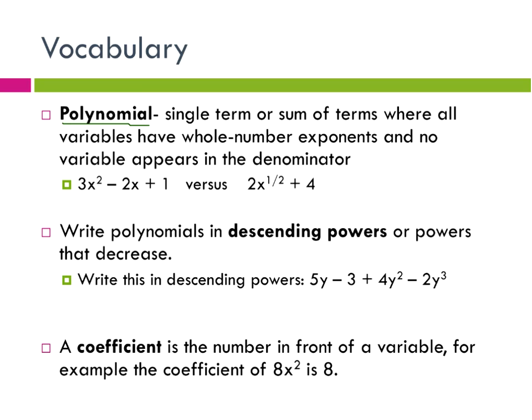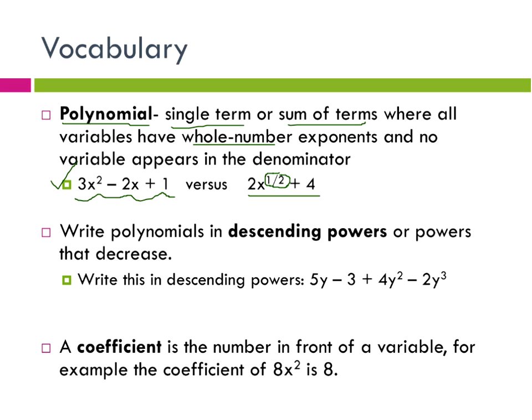Well, a polynomial can be a single term, which sounds weird because we know poly means many, but it's a single term or most often a sum of terms, where all the variables have whole number exponents and no variable appears in the denominator. So 3x squared minus 2x plus 1 is a polynomial because all of the variables have whole number exponents, versus 2x to the 1/2 plus 4 is not a polynomial because 1/2 is not a whole number exponent. So that's just something to note a little bit about polynomials.